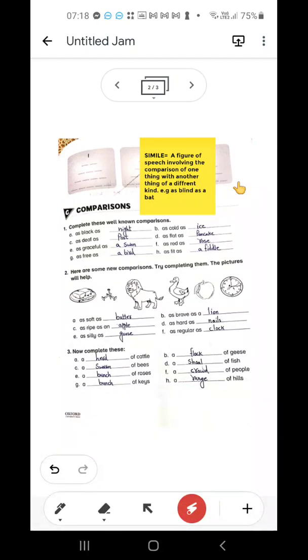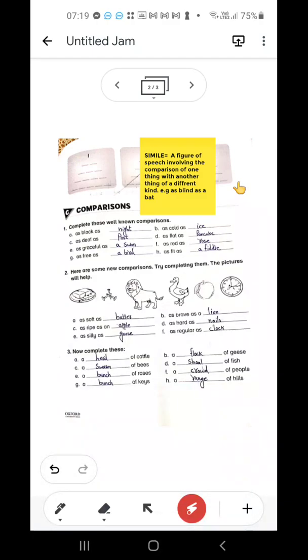Similarly, again, here are new comparisons. Try completing them. And the pictures are available as well. As soft as butter, as brave as a lion, as ripe as an apple, as hard as nails, as silly as a goose, as regular as clockwork. So again, they are the comparisons of one thing to another thing of a different kind. Understood? So what do we call it? Simile. Don't forget the term.